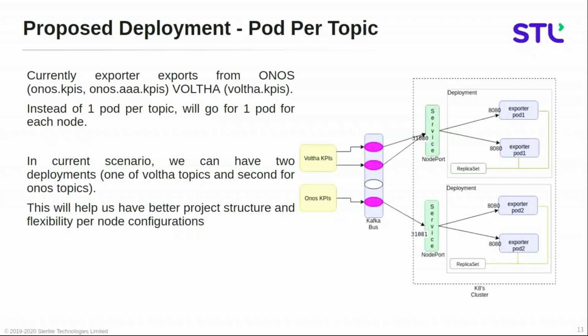Otherwise, deployment per pod per topic is what I am working on. I've started on how I can pass and make different files, different YAML. If somebody has some thoughts on this, it would be great pointers for me to move on.